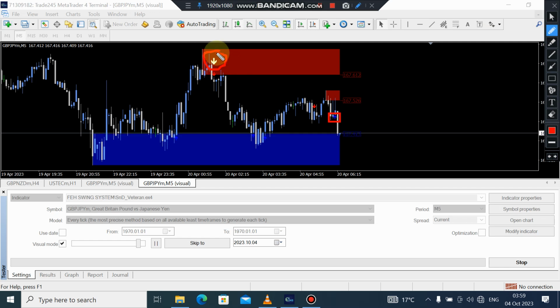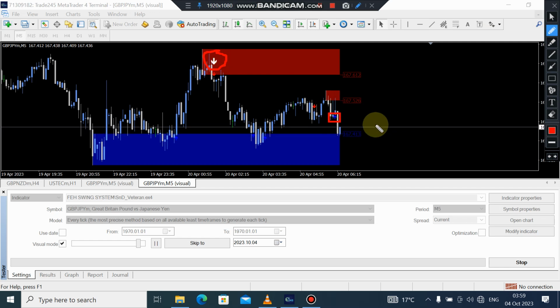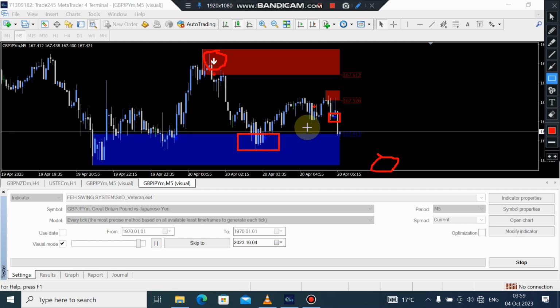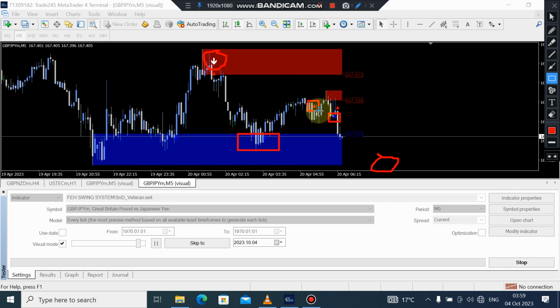So for us to exit our down signal, we are expecting to see the white arrow. If you had exited your sell here based on this blue arrow, then you would have re-entered your trades here. This is a signal for re-entry. Can you see? You get another one here.